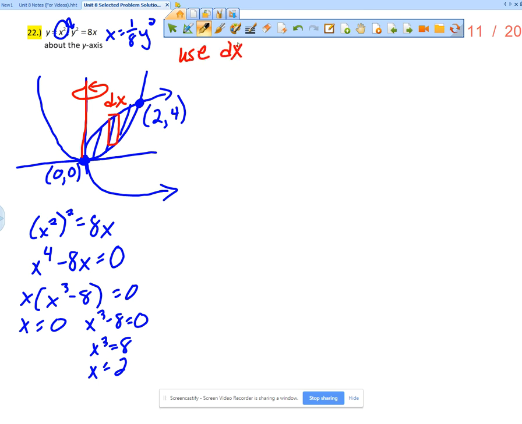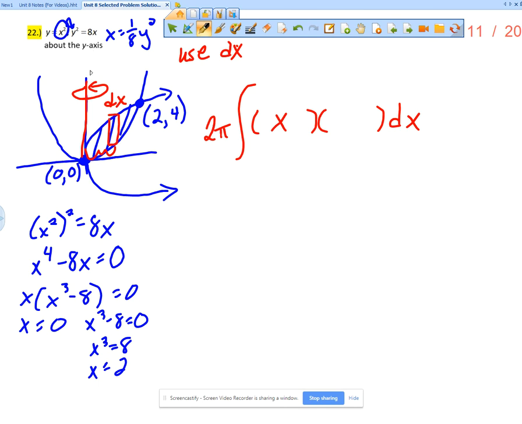I write myself that little note, and now the shell method: 2 pi integral of radius times height with respect to x in this case. So radius, how far is the dx from the axis of rotation? Well, it's x minus 0, which is the axis of rotation, so it's just x. And then the height is the upper boundary minus the lower boundary. What is the upper boundary?